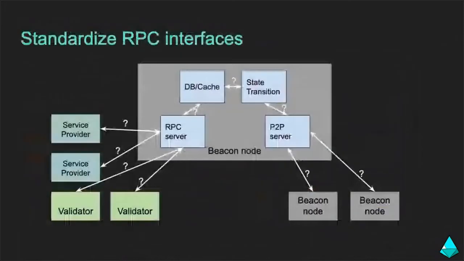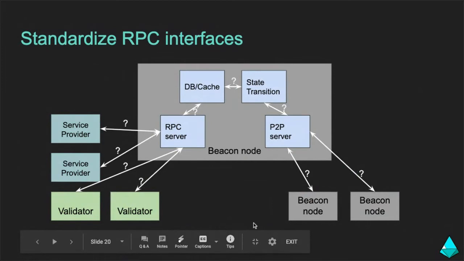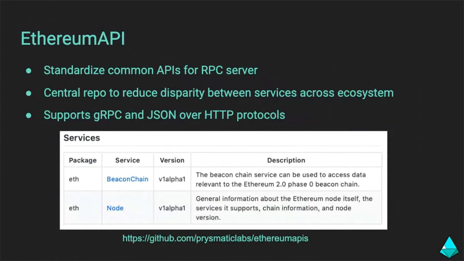So it's important to standardize the RPC interface between the beacon node and the validator, because it's important to come to standardization, so people know what they're talking about, right? We have essentially researched what's the best technology to use for standardizing this type of API. Essentially, we want to have a central repo to reduce disparities between services across different ecosystems.